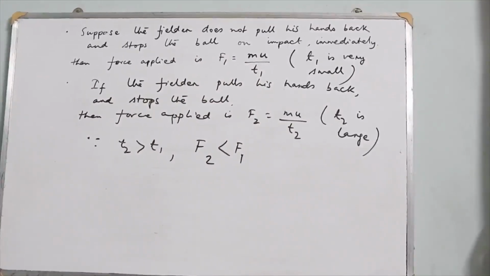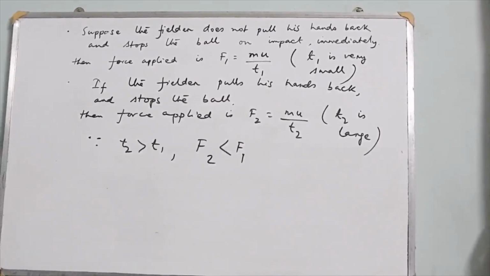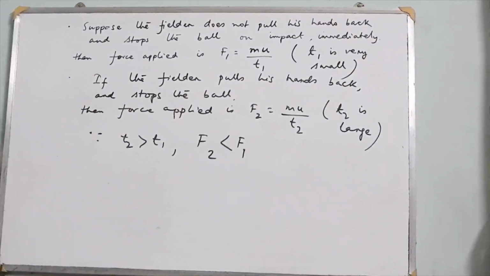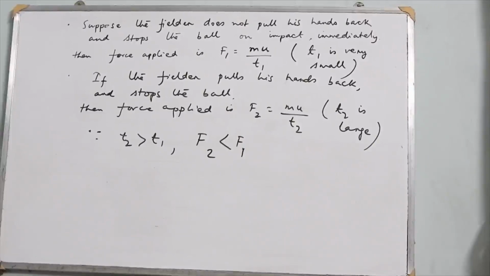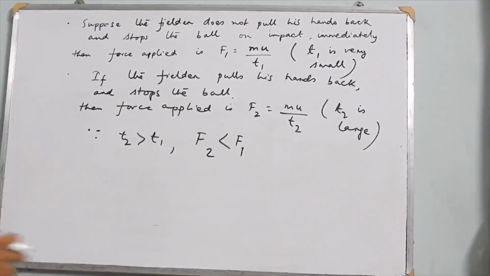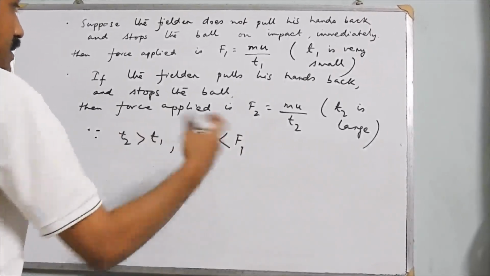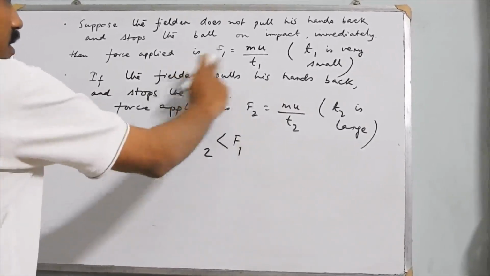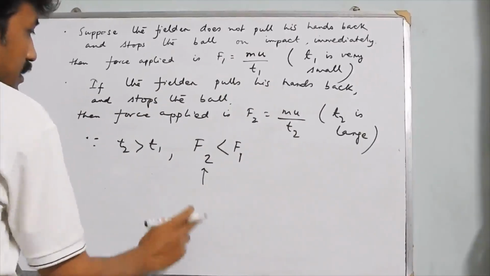So we can say that the cricketer or the fielder can avoid any chance of injury by withdrawing his hands along with the moving ball while catching it. So this is an important result that we can realize from Newton's second law of motion. As the force exerted on the hand by the ball, F2, is small as compared to the force exerted by the ball on the hand when the time of impact was small. So now this force is definitely small.